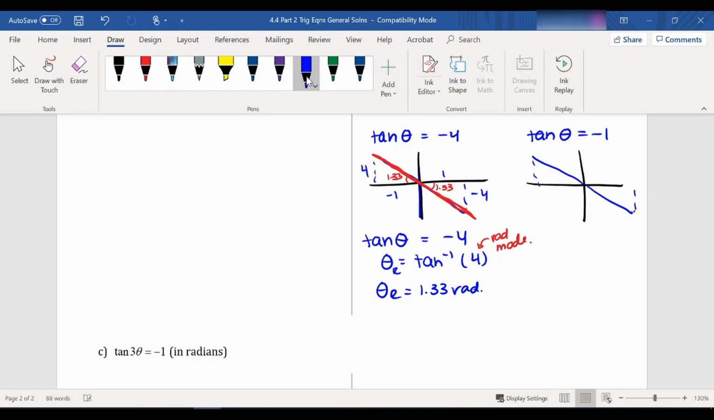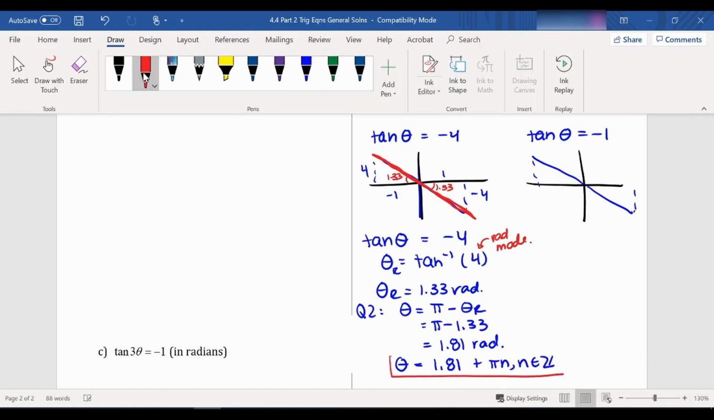Okay. So if my reference angle is 1.33, I'm going to use quadrant 2. I know that theta is going to be pi minus my reference angle, which would be pi minus 1.33, which gives me 1.81 radians. So our general solution is theta equals 1.81 radians plus pi n, where n is an integer. That will be our answer for our first solution where tan theta is equal to -4. If I add half a circle, I would get to the quadrant 4 angle.